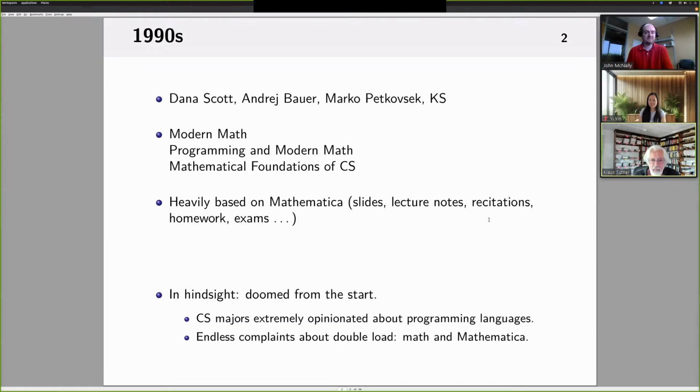Whatever, that's one of the facts that we encountered. And a little more subtle, but also quite fatal, was the complaint that what the students were asked to do in the course, in all three of these courses, was to learn mathematics. But at the same time, we also forced them to learn Mathematica.